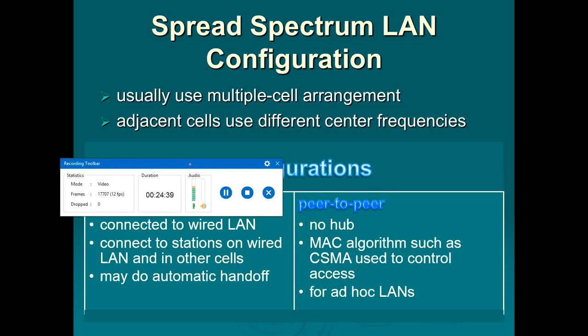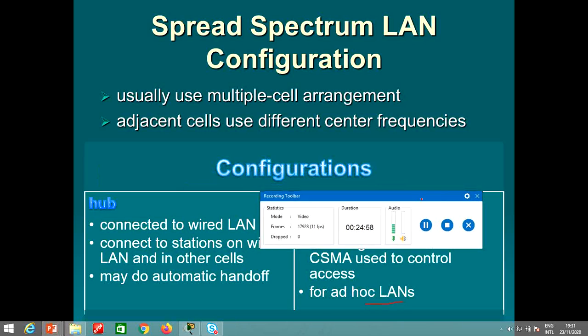Now there can be a peer-to-peer topology also. In peer-to-peer topology, as the name suggests, there is no hub, and a MAC algorithm such as CSMA is used to control the access. This topology is appropriate for ad hoc LANs or ad hoc networks.